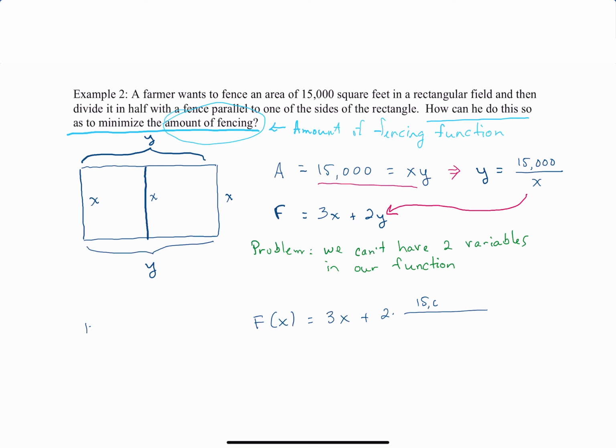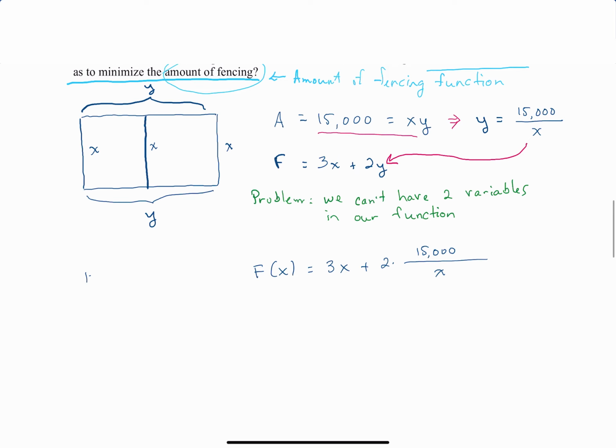3x plus 2 times 15,000 over x. In other words, the function we're dealing with is 3x plus 30,000, and I'm going to call that x to the negative 1 because we'll be differentiating pretty soon, and I want differentiation-friendly format for my function.